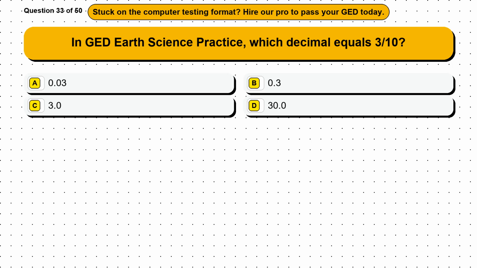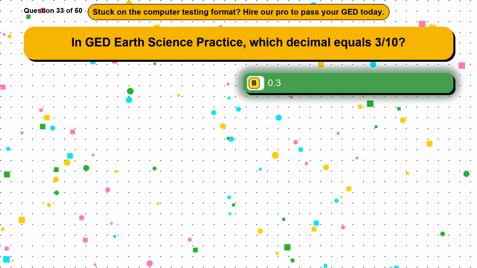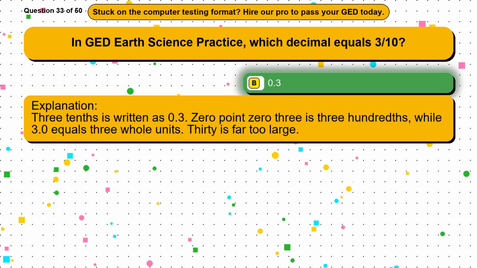Question 33. In GED Earth Science Practice, which decimal equals 3/10? Option A, 0.03. Option B, 0.3. Option C, 3.0. Option D, 30.0. The correct answer is option B. 0.3. 3/10 is written as 0.3.